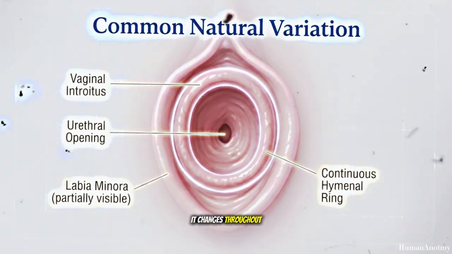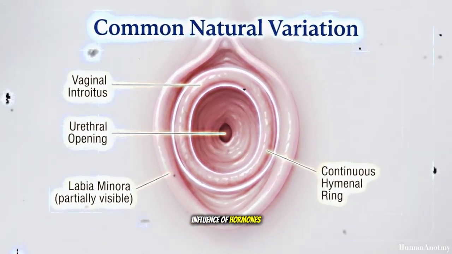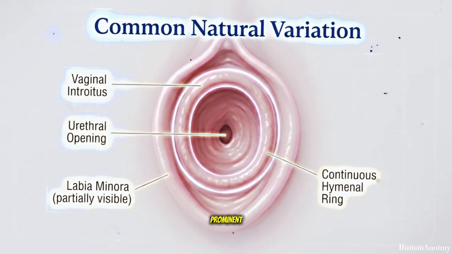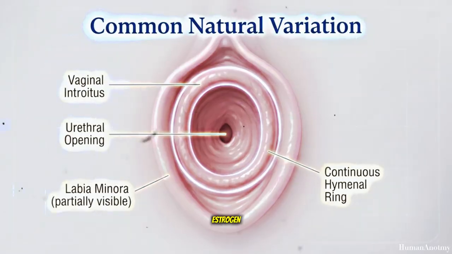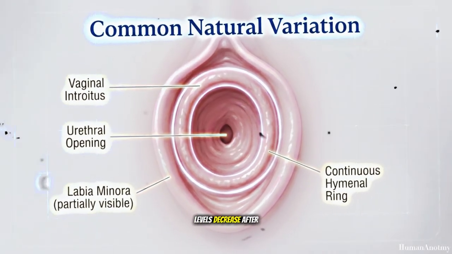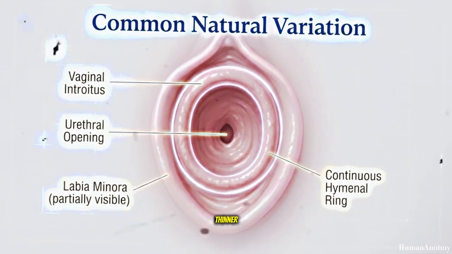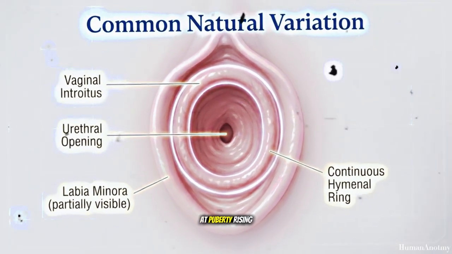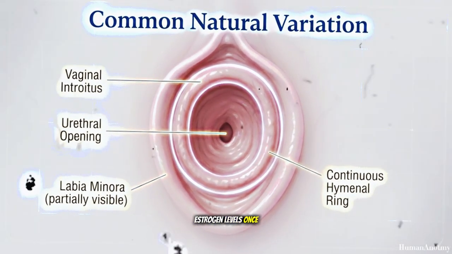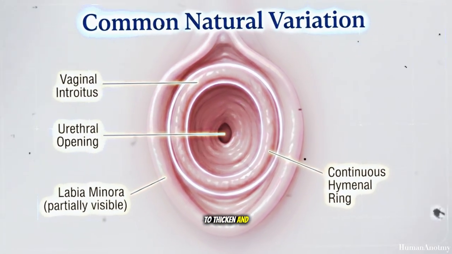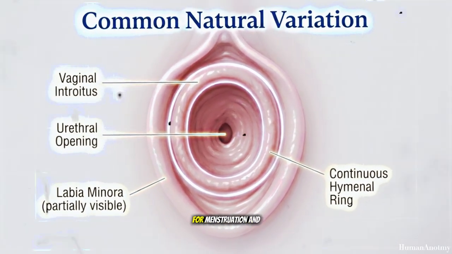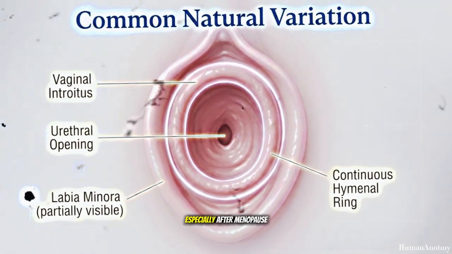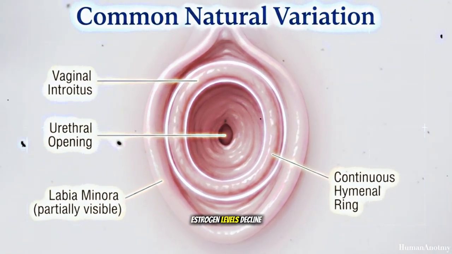The hymen is not a fixed structure. It changes throughout life under the influence of hormones. In newborns, the hymen may appear thicker and more prominent due to the presence of maternal estrogen. As these hormone levels decrease after birth, the tissue becomes thinner, smoother, and more delicate during early childhood. At puberty, rising estrogen levels once again cause the hymen to thicken and become more elastic, preparing the body for menstruation and reproductive maturity. Later in life, especially after menopause, estrogen levels decline.